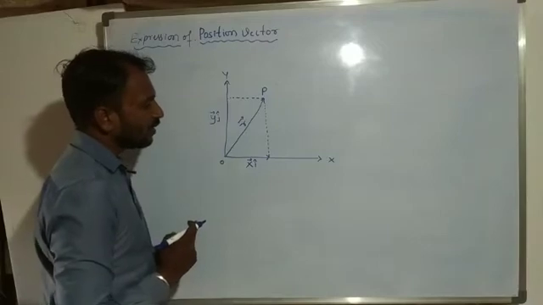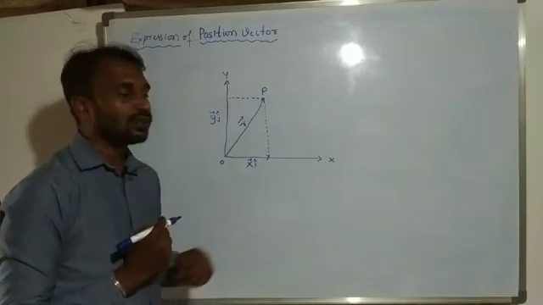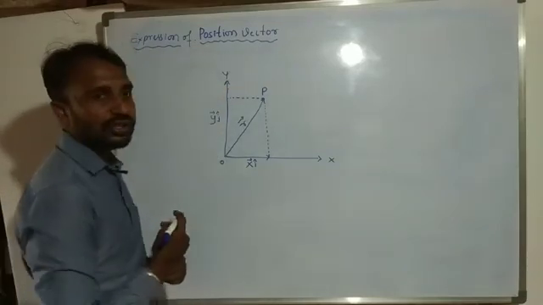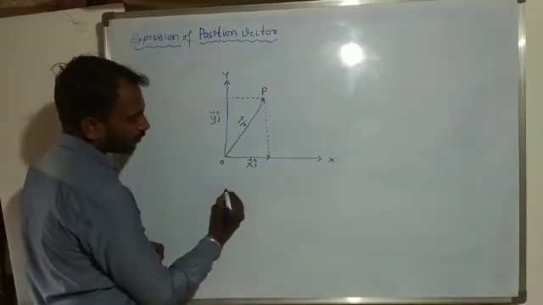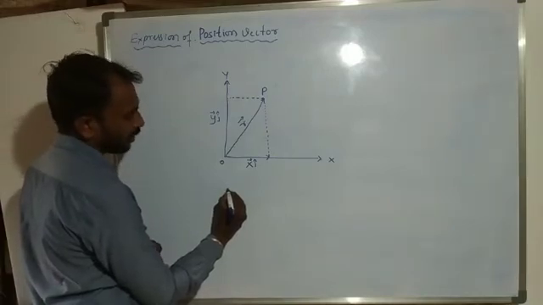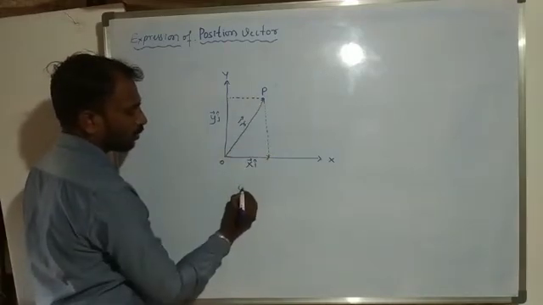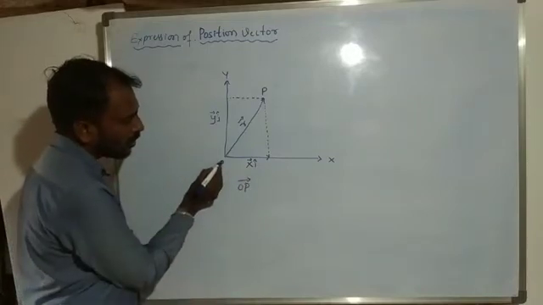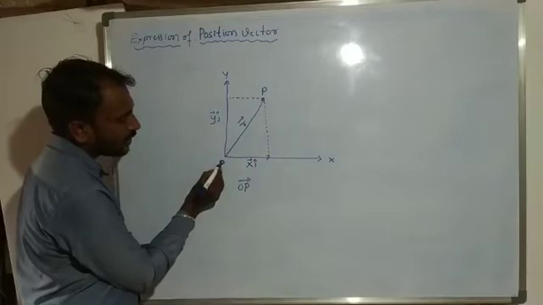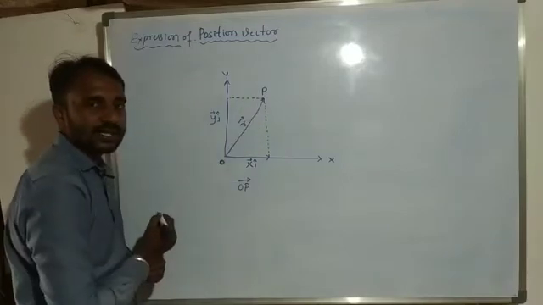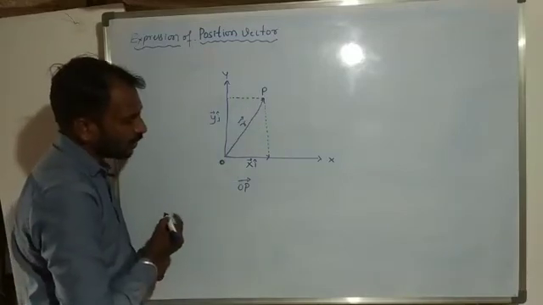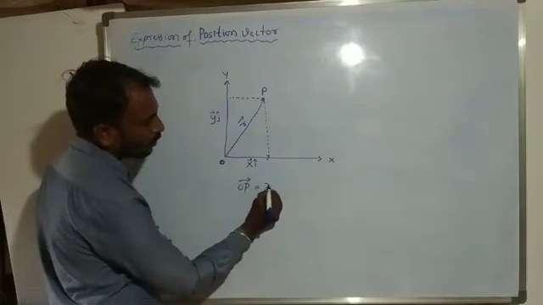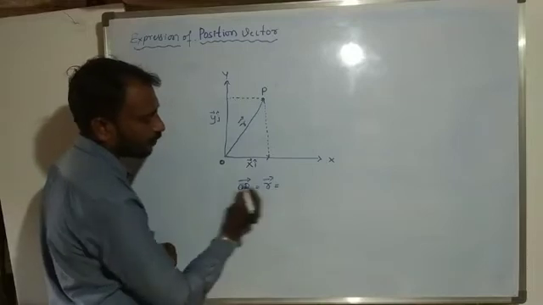So here we want to find this resultant vector. A resultant vector means a position vector. OP is a position vector. Why? Because O is the origin and P we consider a particle. So OP is equal to the position vector R.